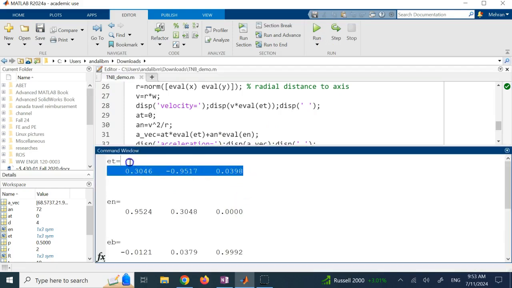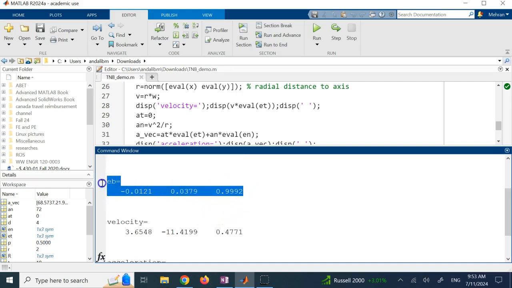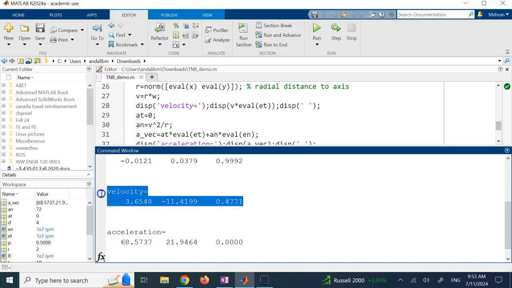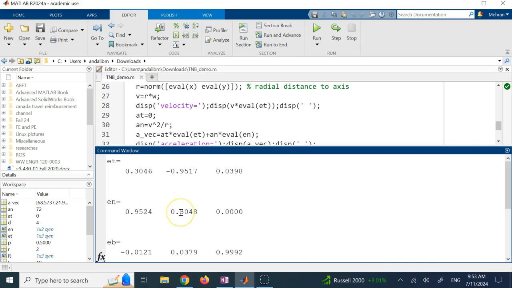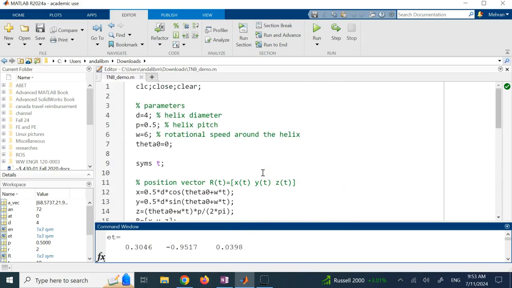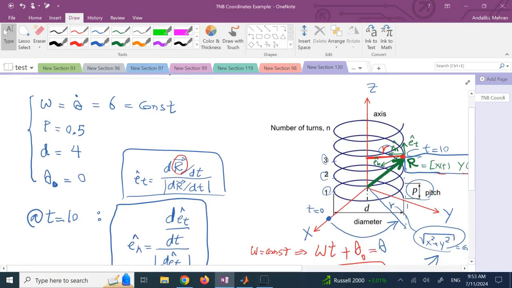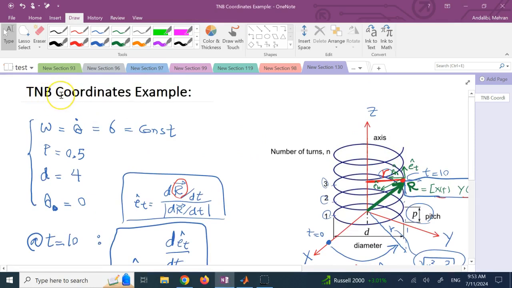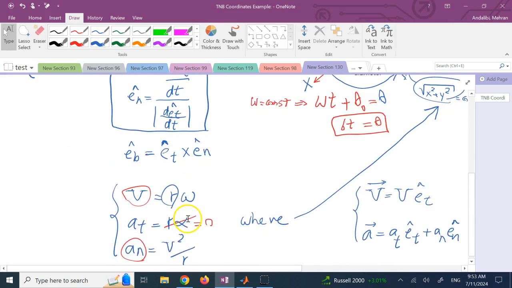This is my ET direction, this is my EN direction, and this is my EB direction. This is the velocity vector, and this is the acceleration vector, and these are all in terms of I, J, and K. So everything is written in terms of the Cartesian coordinates. Okay, so hopefully this video was useful to you. If you forgot how to do NT coordinates, or TNB, you might call it, tangential normal binormal coordinates in 3D, these formulas are for you, so you remember them and use them.